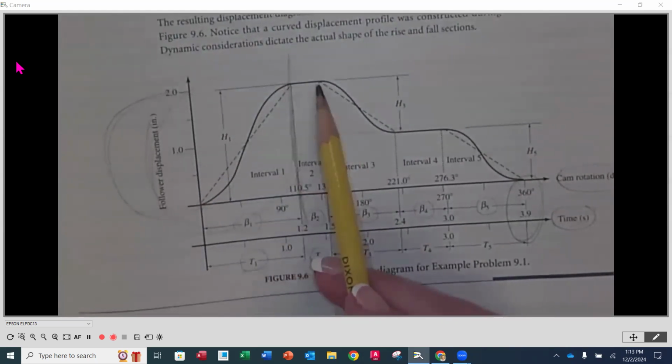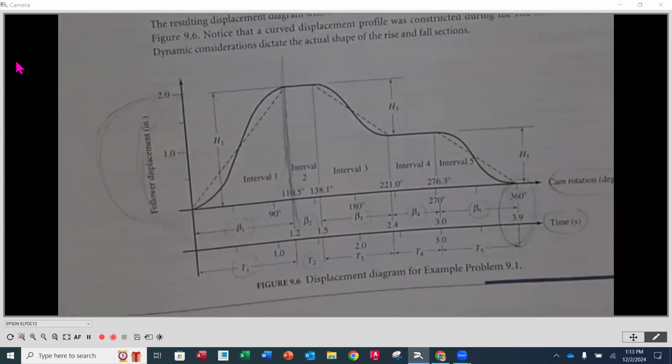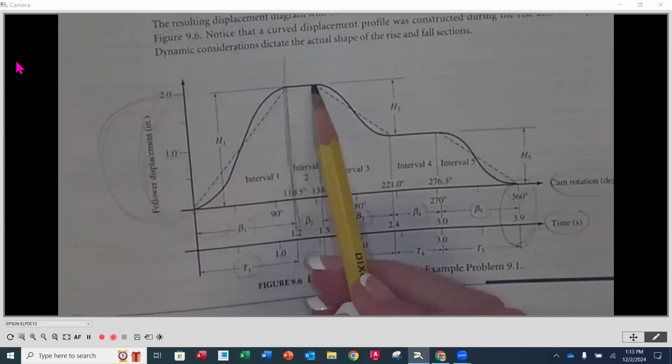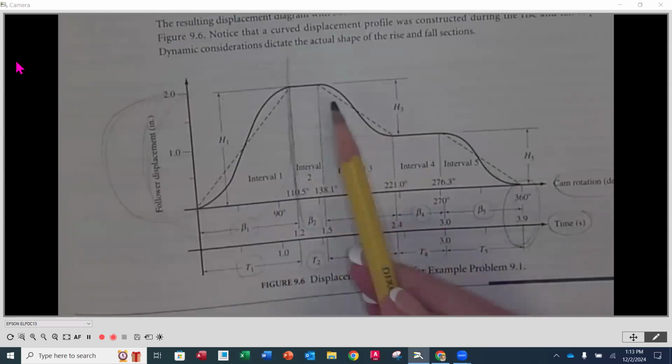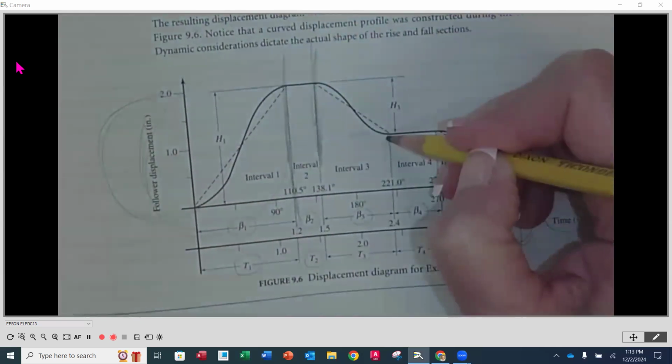And then your next section, whenever there's a dwell, all it's going to be is a straight line. That just means that it's staying in the same spot for that many degrees. So a dwell is just going to be a straight line. Then if we would have a fall, we would do that same thing, where in this case it would start here and it would end here.